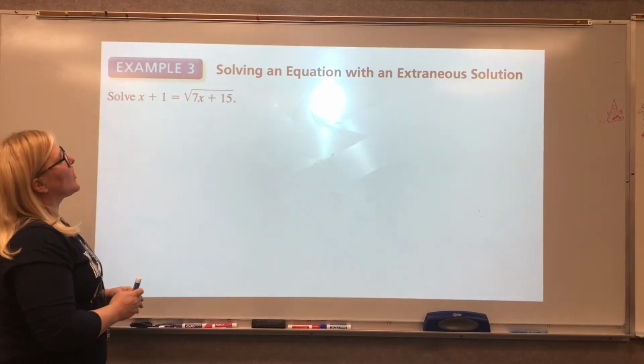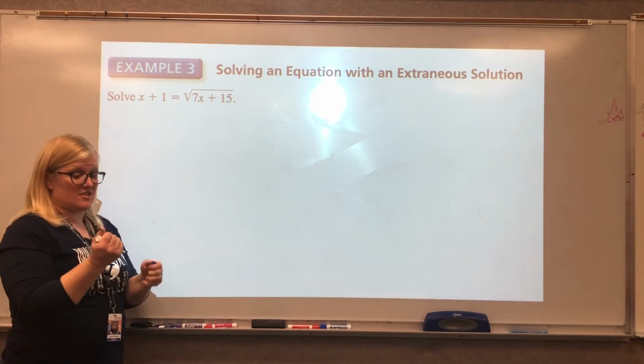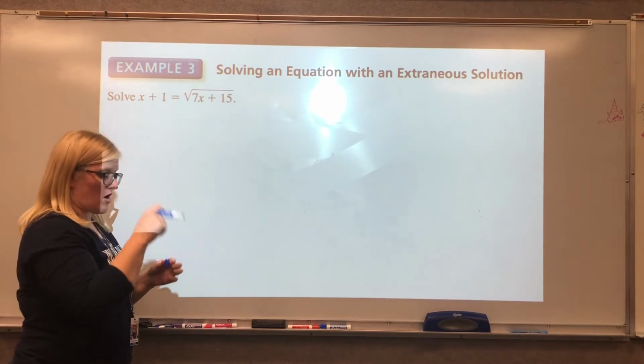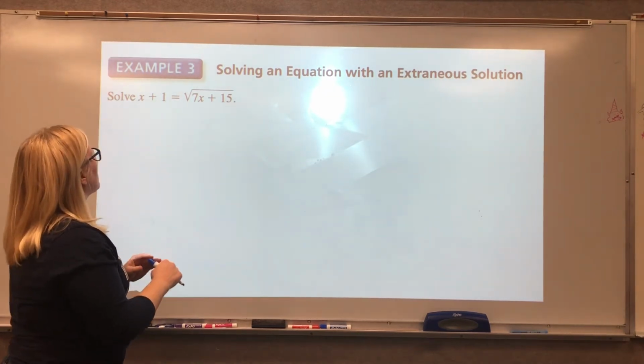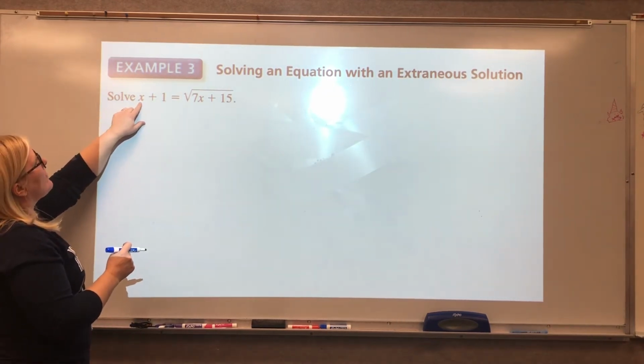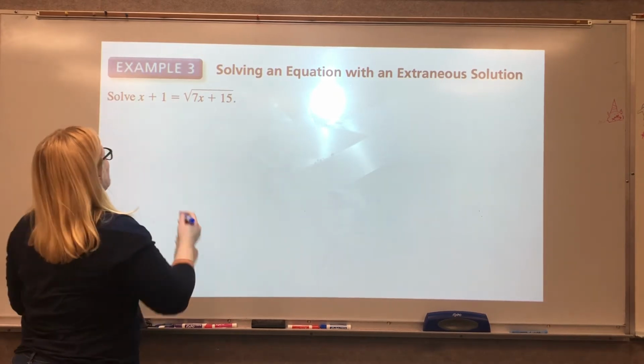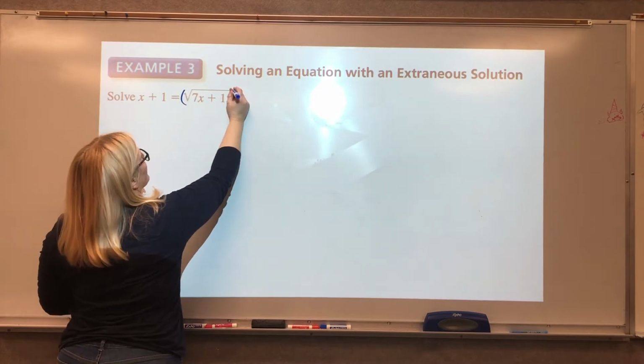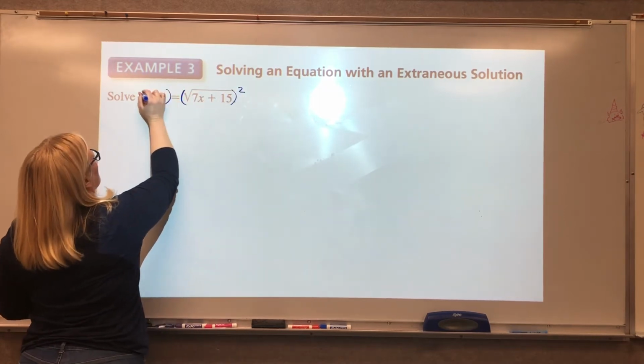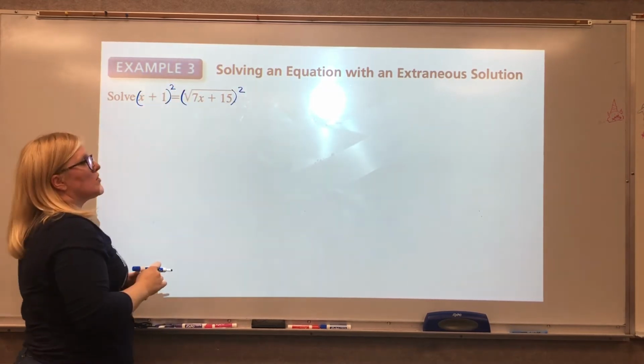Right, so let's try an example showing an extraneous solution. And I got a new marker, so hopefully you can see better. Okay, so I have: solve x plus 1 equals the square root of 7x plus 15. Okay, so I need to square both sides of this equation.